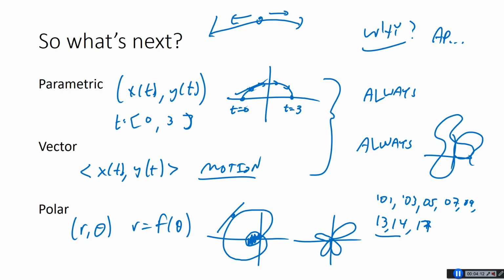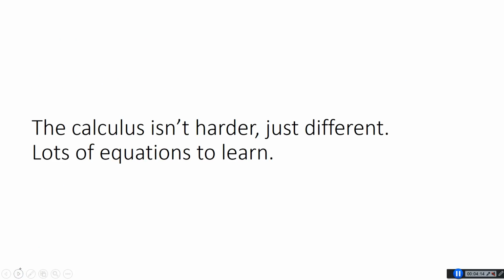So today what we're going to focus on is parametrics, but before we do that, I just want to mention that the calculus isn't harder, it's just different, and there are lots of equations that we have to learn to be able to do these things in other systems. And that's why we kind of save it for the end, because there are all these equations. It's like, well, hopefully we can cram them in and you'll remember them for the AP test. That's kind of the goal.